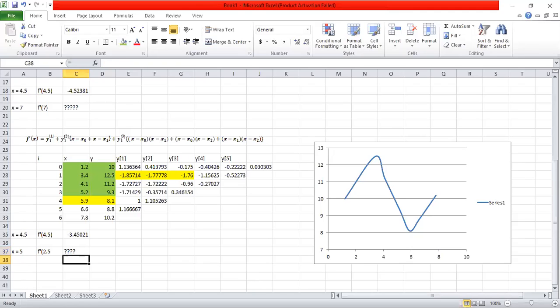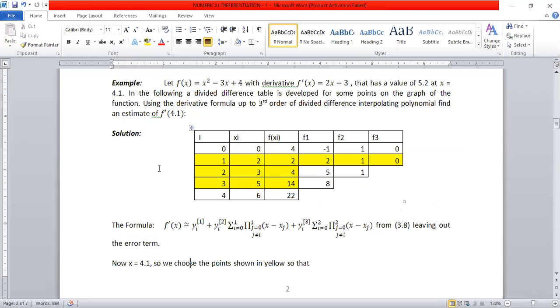And I proceed further using a data set which is not equally spaced, where we have used the derivative formulas for the divided difference interpolating polynomial, like I discussed last time. You have to focus on how to use the formulas for estimating derivatives when data is unequally spaced.